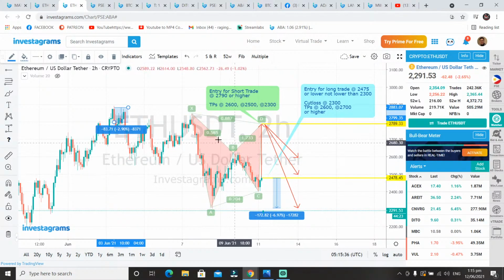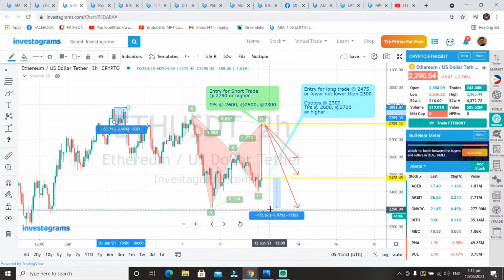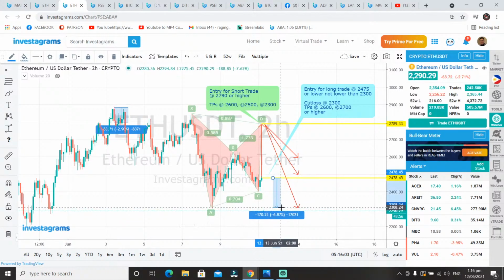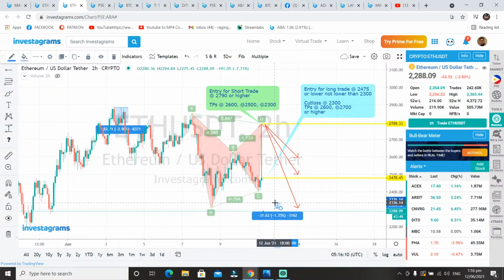But then, of course, this pattern became invalid, so we all lose in this one. And since we knew that this is so far from our cut loss level, I advise against using leverage, or if you will use your leverage, enter nearest to 2,300. So just in case you enter at 2,350 and you immediately cut loss, okay? You would only lose less than 2%.